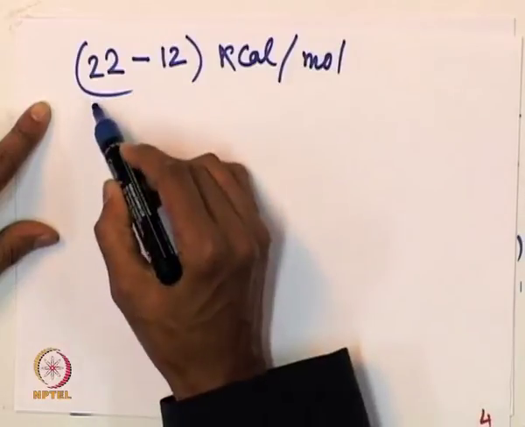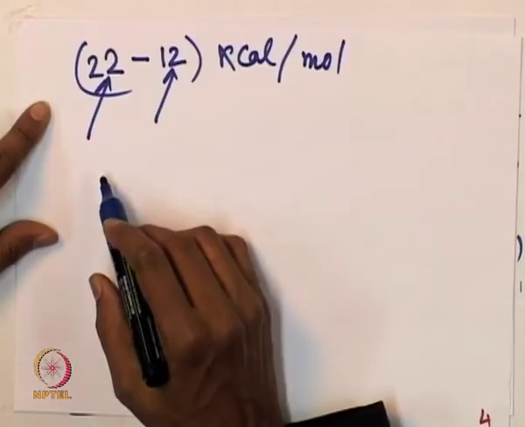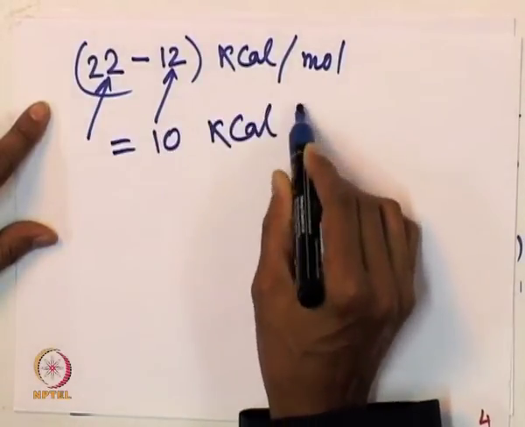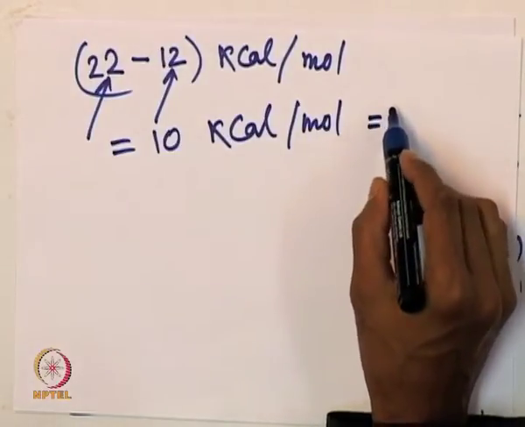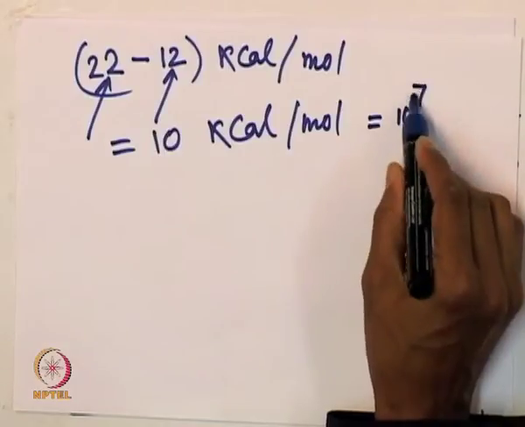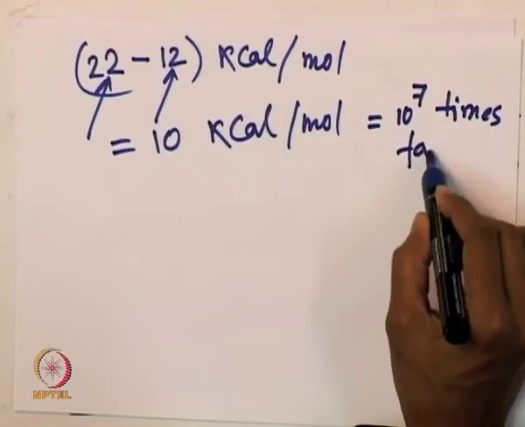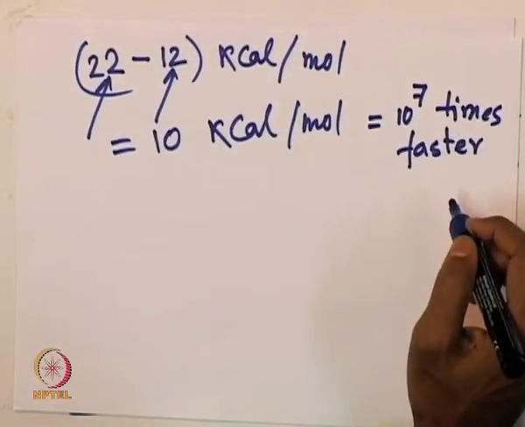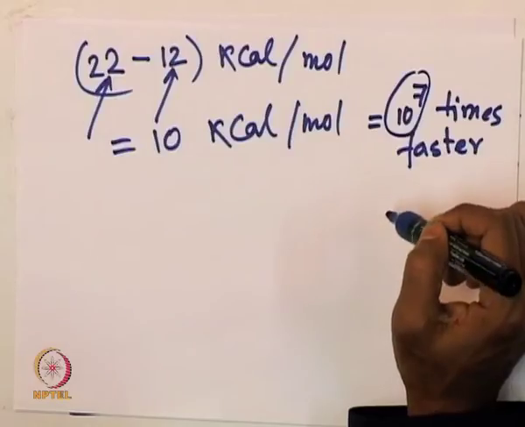Of course, hydride transfer is faster, alkyl or in this case ethyl transfer is slower, which is equivalent to 10 kcal per mole, and what it adds up to is nearly 10 to the power 7 times faster. So, hydride migration is 10 to the power 7 times faster. That is quite interesting, right? One would not imagine that value would be so much, right?